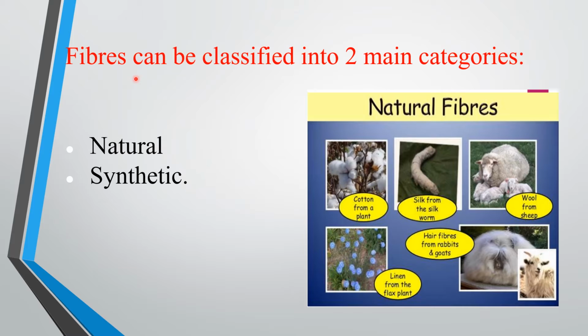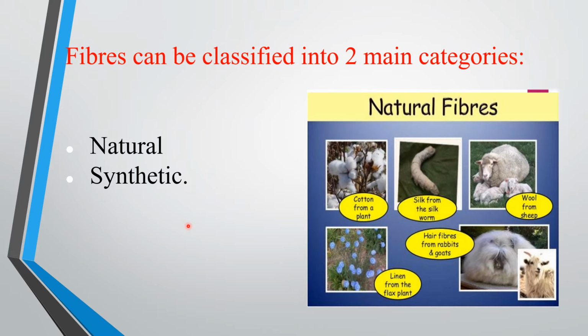These fibers can generally be obtained from nature, or they can even be made by man. So what are natural fibers? Generally, natural fibers are those fibers which are obtained from plants and animals. As you can see in the picture, a few examples of natural fibers are cotton, silk, wool, linen, and hair fibers from rabbits and goats.